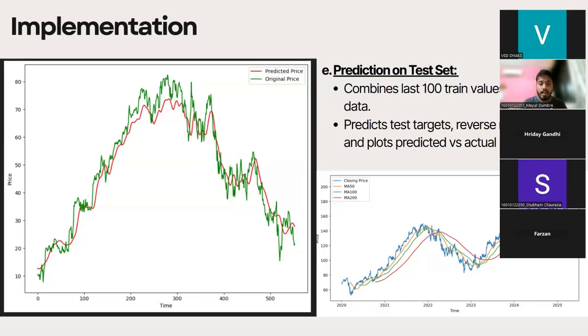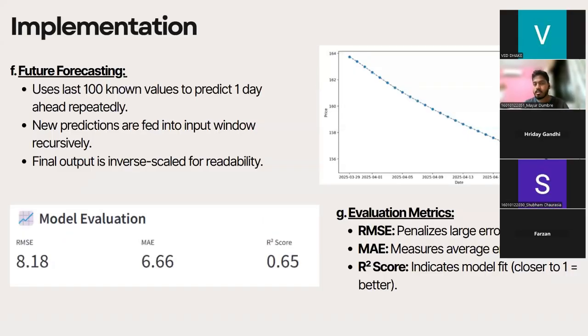Here we can see that the red and green lines are the tracks of predicted versus actual prices. Let's move to the next slide, where we talk about future forecasting and evaluation metrics.